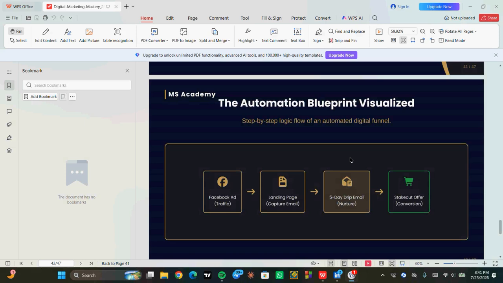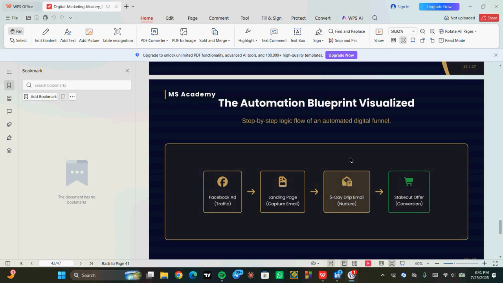Now there is the automation blueprint visualized. This is the step-by-step logic flow of an automated digital funnel. I'll be explaining each one by one so you'll be able to understand what is going on in the automation blueprint.